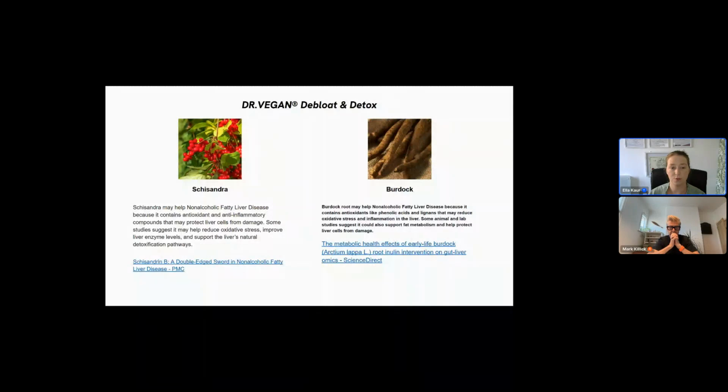And we have burdock as well. Burdock is a really great one for people living with fatty liver disease. Again, because it's got the antioxidants in there, it's got the phenolic compounds, the lignans, and these all reduce oxidative stress and inflammation in the liver. And there are some animal studies and also some lab studies to suggest that it does support fat metabolism in the liver, and also can help protect liver cells from damage. So that's a really nice one to add in there.